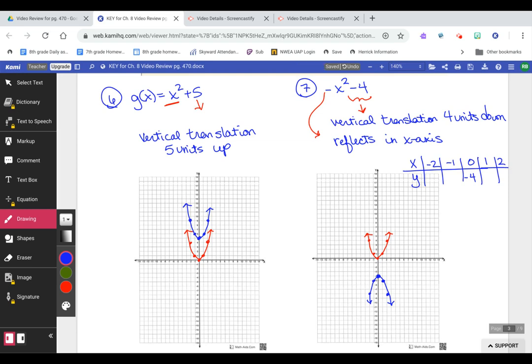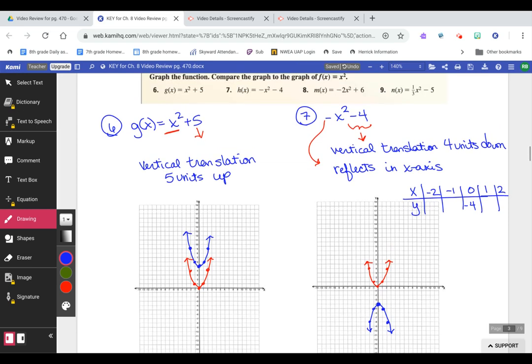So if you have 1, we have, and I should have written h of x equals for number 7. So if we have h of 1, that means we have negative and then 1 squared minus 4. Well, 1 squared is 1. Bring down the negative sign in front, minus 4, and that gives you, when x is 1, y is 5. If you look at our graph, that is right here. 1, and then, oh, I apologize, that should be negative 5.